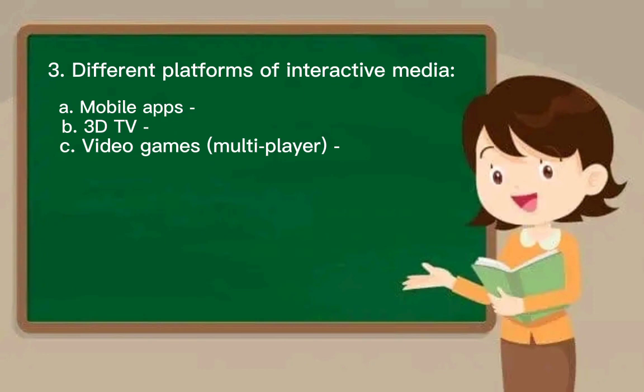C. Video games or multiplayer, a game played by electronically manipulating images produced by a computer program on a television screen or other display screen. Multiplayer games allow two or more players to play with one another or play together.